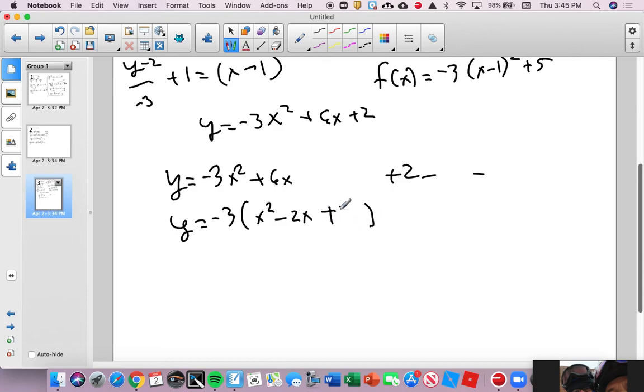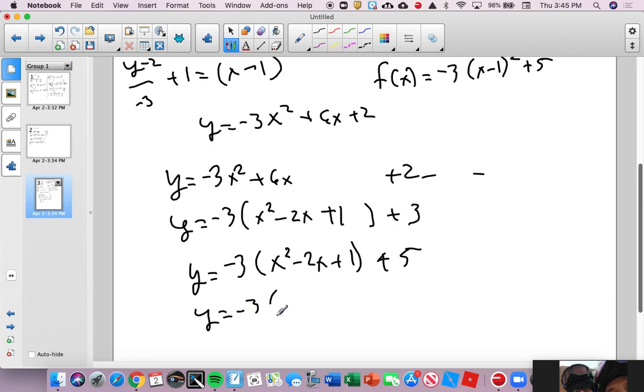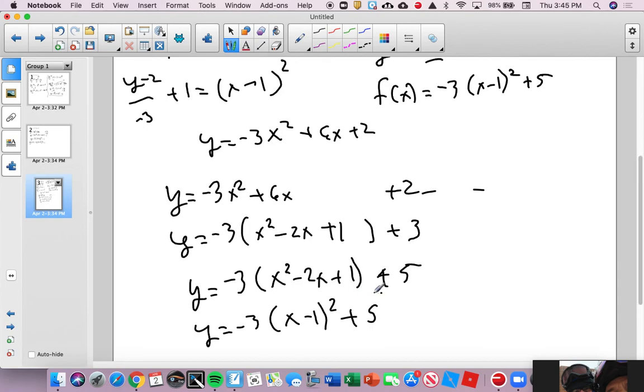Then I'm going to add 1 inside. -3 times 1 is -3, so I added -3 to this side of the equation. So I'm going to add +3 to the other side of the equation. And then I will rewrite as a perfect square. And now you can see that both of these equations are the same. And then we can start graphing.